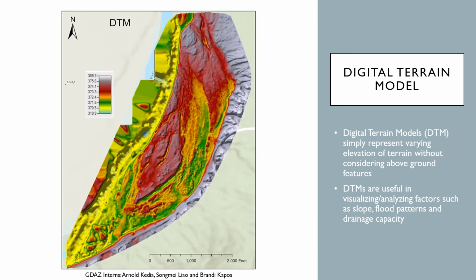Now you may have been wondering, well, is there any way we can just look at ground surface without the vegetation? Yes, that is called a digital terrain model, and this is a representation of the ground surface. This is actually a digital terrain model of our project site, and this kind of shows the difference in ground surface elevation across the site, with the whitish being higher in elevation and the green being lowest in elevation.